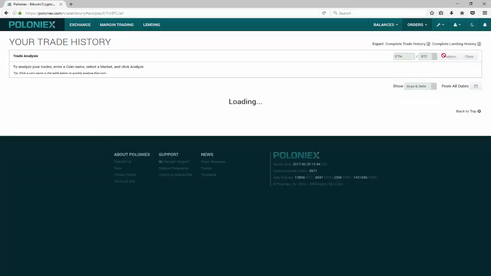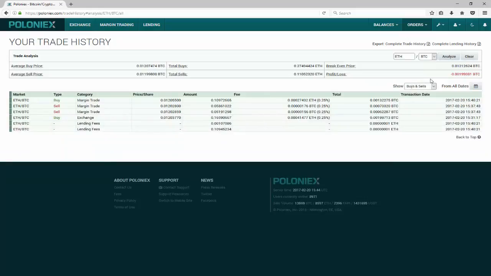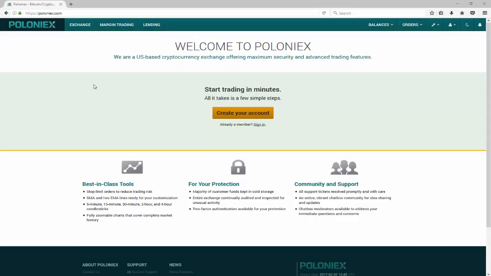and analyze, it's showing that I have a loss of 0.0019, which I actually don't think is very accurate because that's all I have in my account. So yeah, I'm not sure if their trade history section is quite accurate at calculating this, but you'll have all your raw history right here. So that's it for this Poloniex tutorial, and I'll see you in the next video.